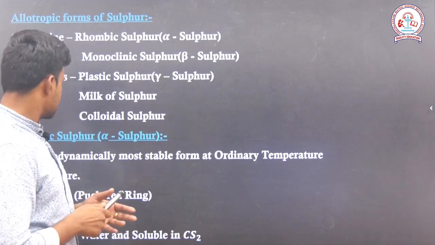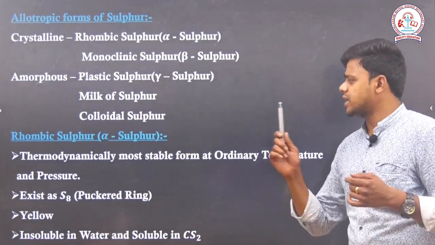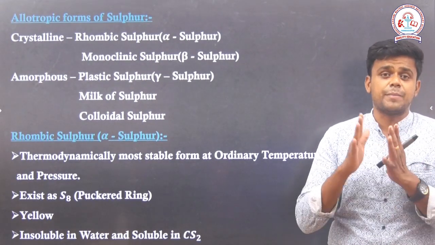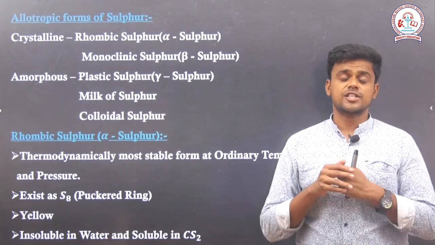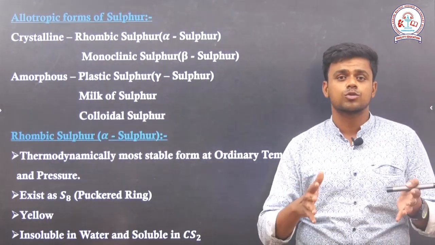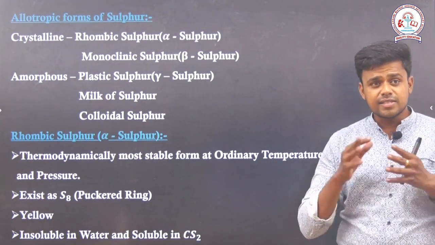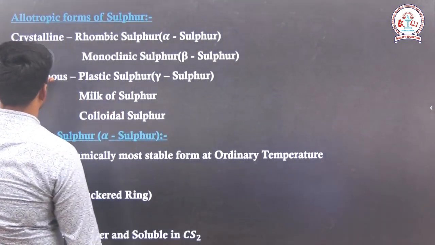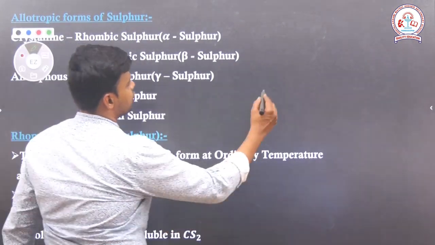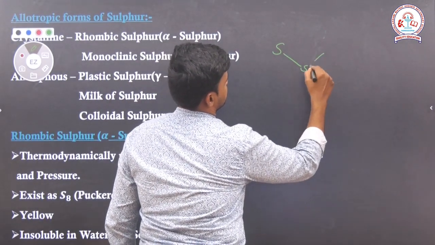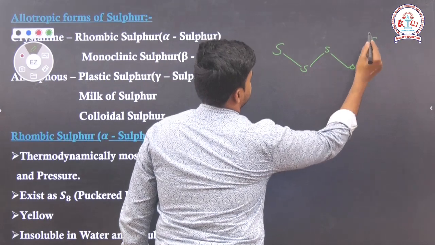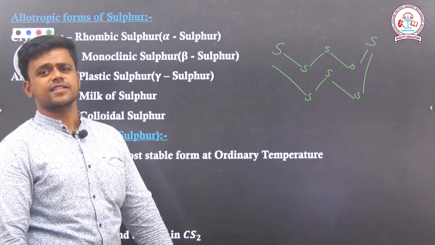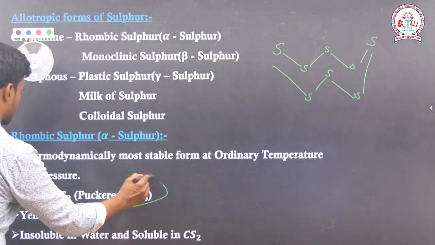First look at rhombic sulfur, which is actually called alpha sulfur. Among all the sulfur forms, this is the most stable at room temperature and pressure, thermodynamically. That is why it is mentioned as the thermodynamically most stable form at room temperature and pressure. This sulfur exists in the form of S8, a crown-like structure, which is very well known to you all. So, this is called S8, which exists as a crown-shaped structure. That is why it is mentioned as a puckered ring.